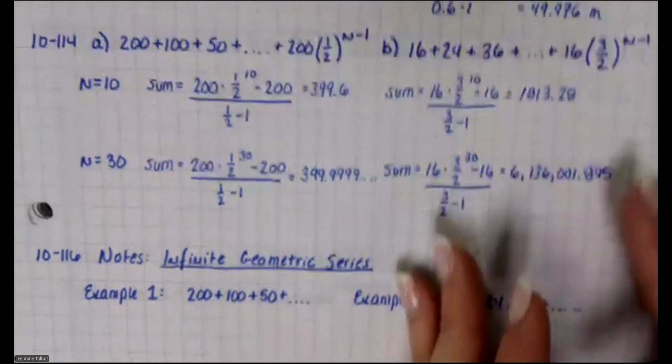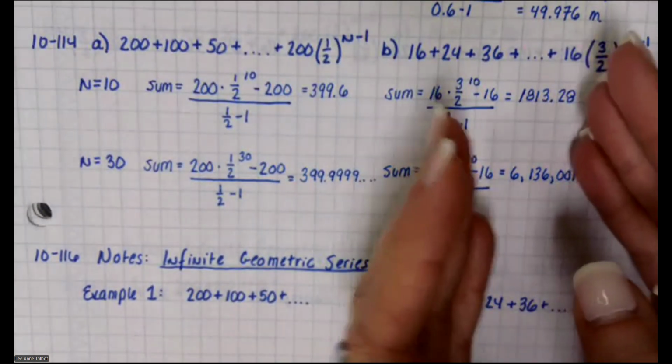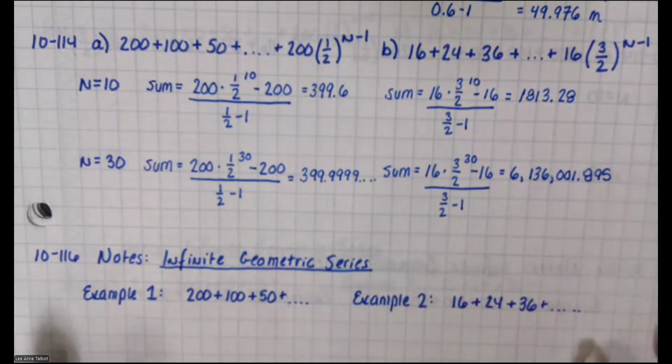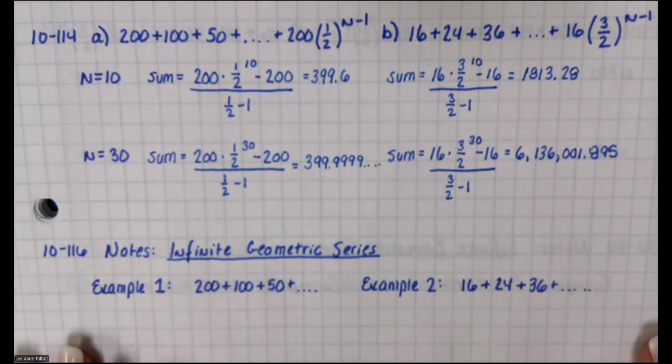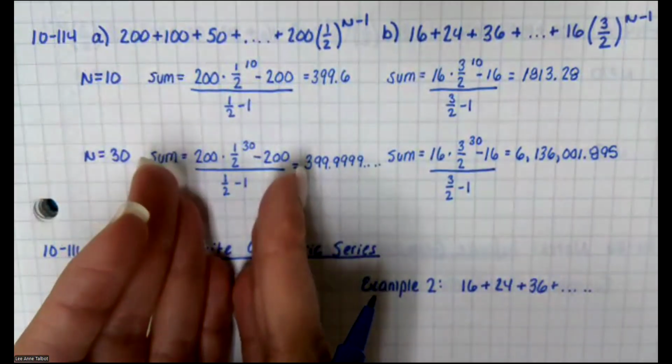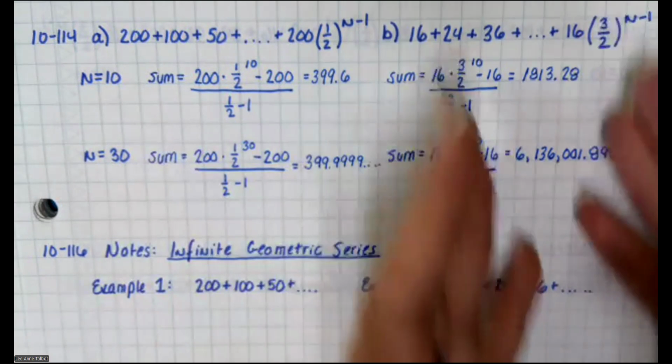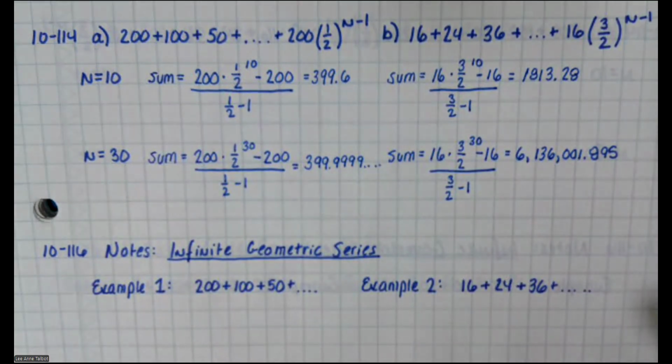Okay, is this, to use a calculus word or pre-calculus word, approaching a number? This one is clearly approaching 400. Is this one approaching something? No, it's just blowing up. It's huge. Okay, now, what is the difference between these two series? There's a very big difference between the two series.